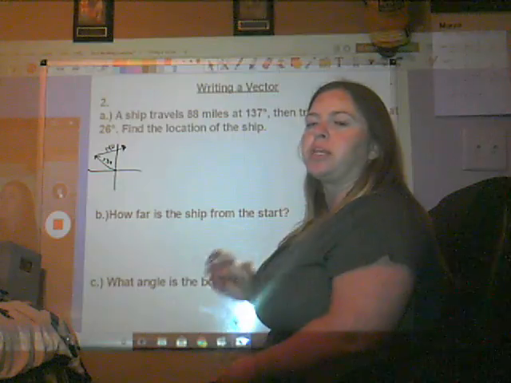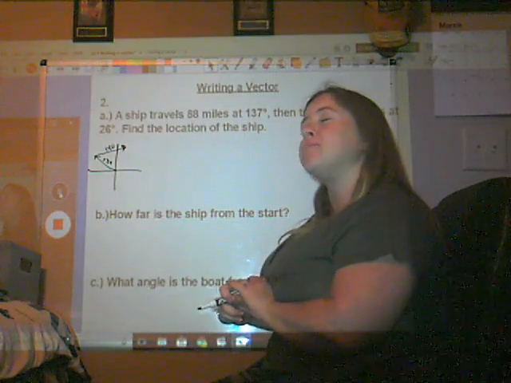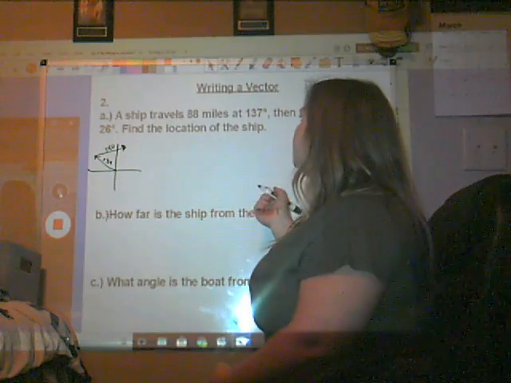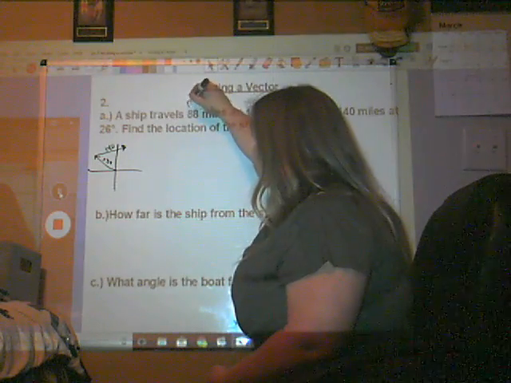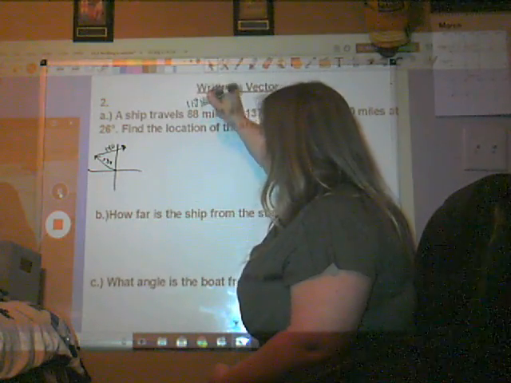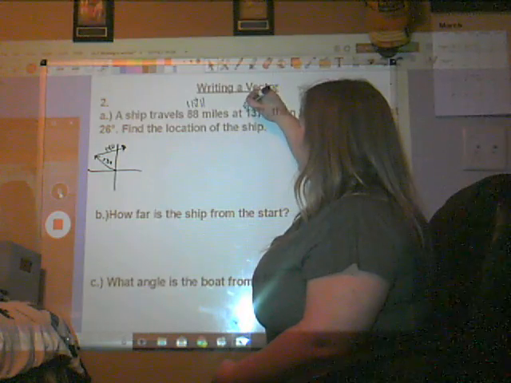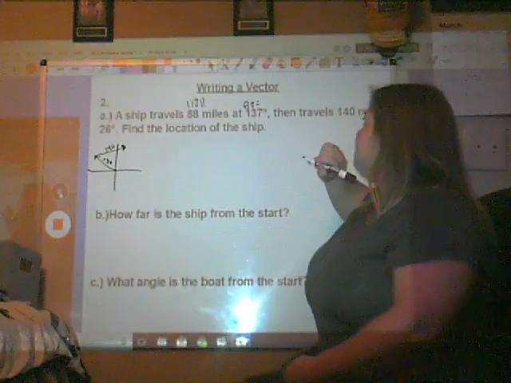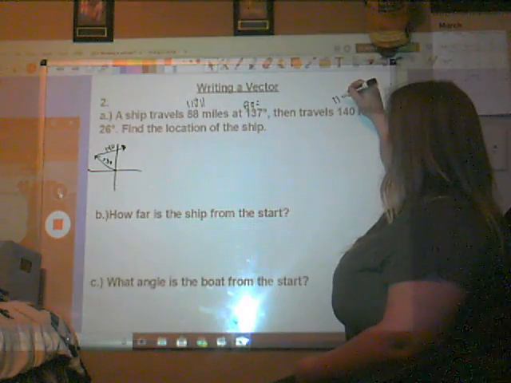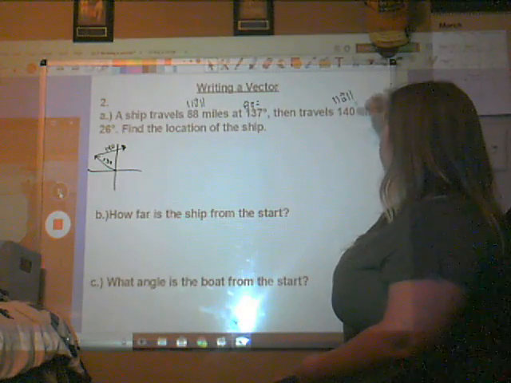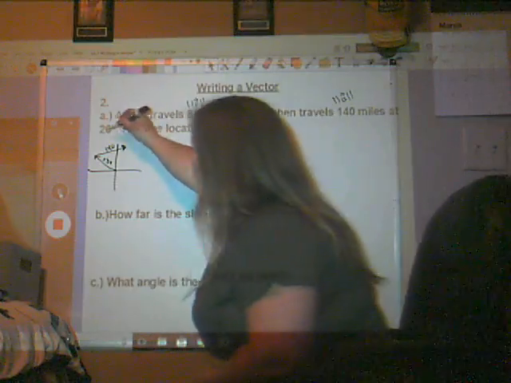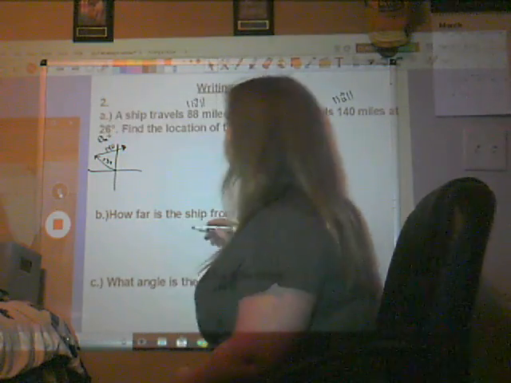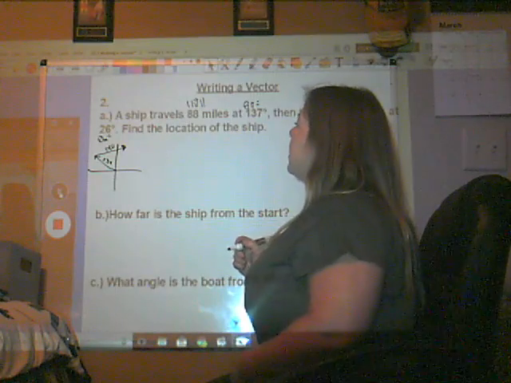So what we need to do is identify each vector and then we add them together to find the total distance, like where they're at. So 88 miles, that's the magnitude of our first vector, and 137 is the theta of our first vector. Then our second vector we're going to call u. So 140 is the magnitude of u, and 26 is the theta of u.